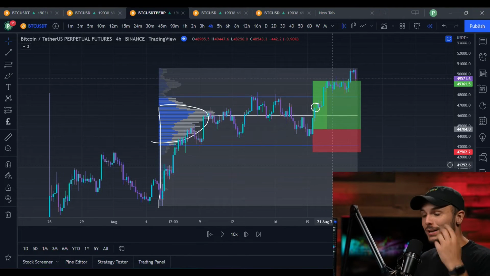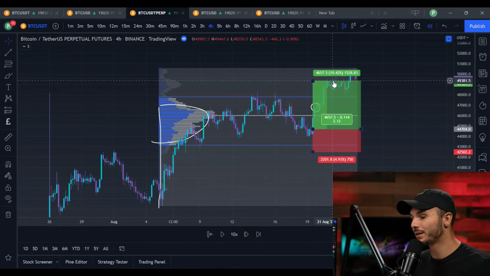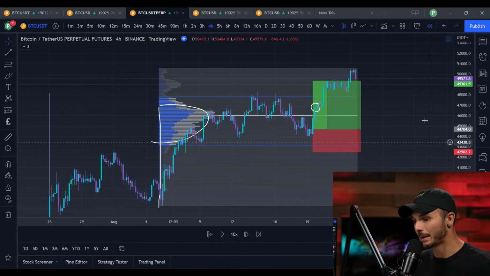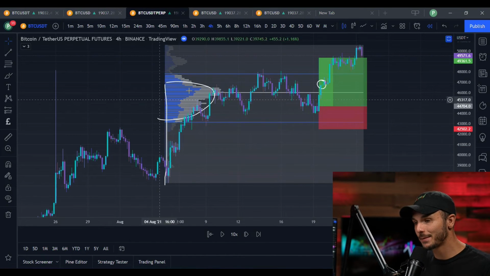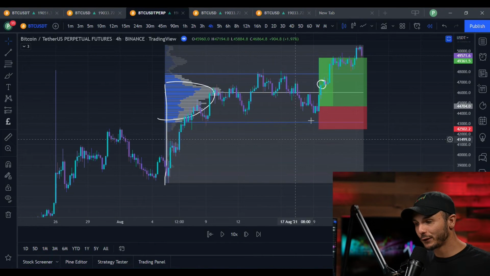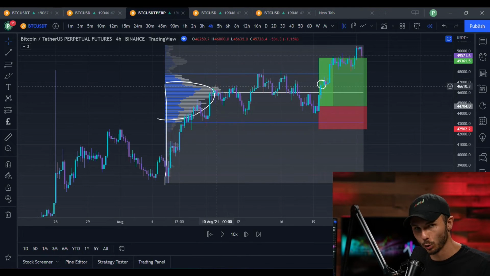But you could see here that we would have longed all the way down here, and we would have gotten that nice move to the upside, and we broke out of the value area, bullishly retested, and then we came up higher. So the simple takeaway here is when you have that P-shaped volume profile, you know you are safer to long the value area low or the bullish retest of the POC rather than short the highs.